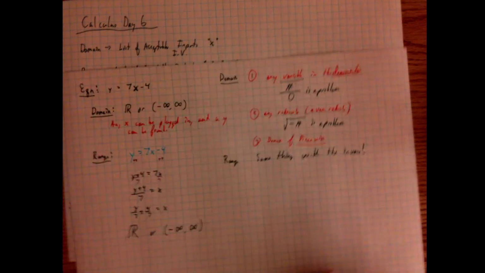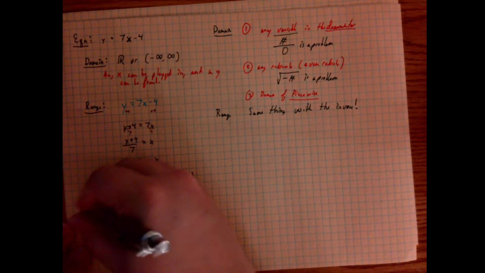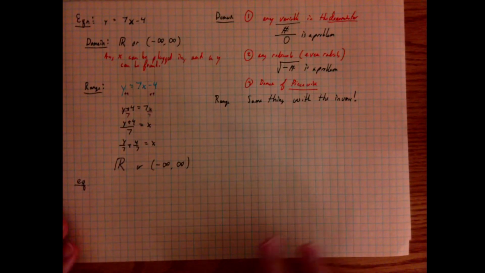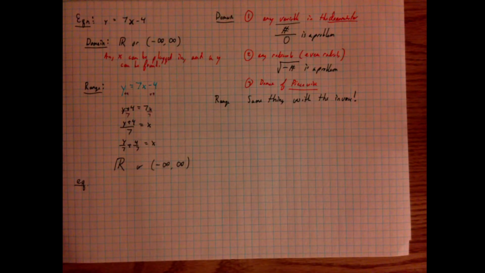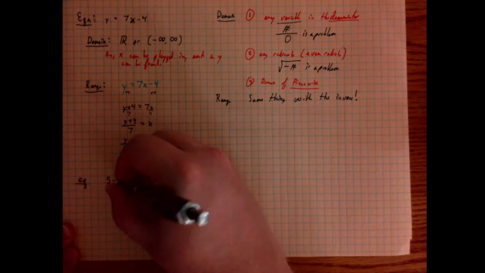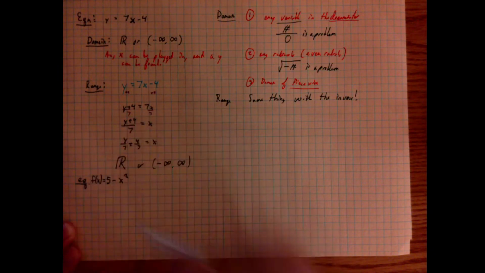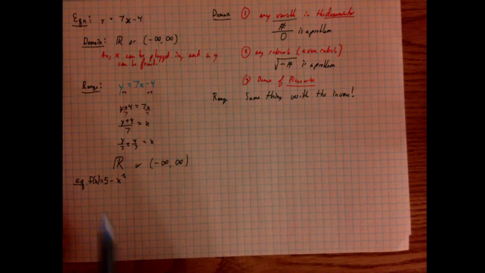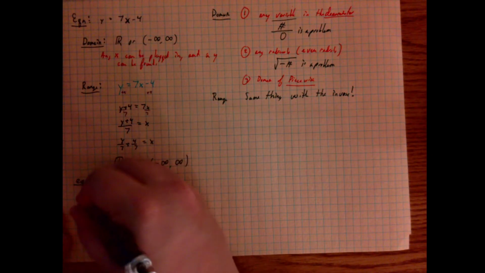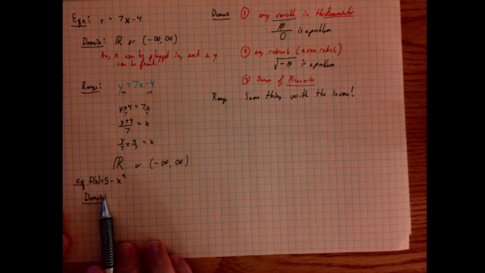For our next problem, let's look at a different equation. So my equation in this case is going to be, let's see, 5 minus x squared. So I'm going to put it in function notation. F of x is equal to 5 minus x squared. Well, if we look at this original equation, let's talk about the domain. Let's perform our two tests.